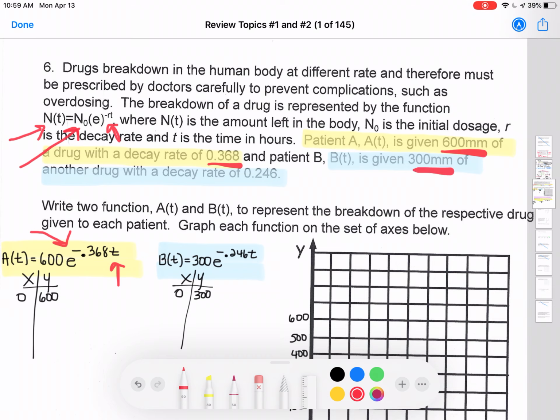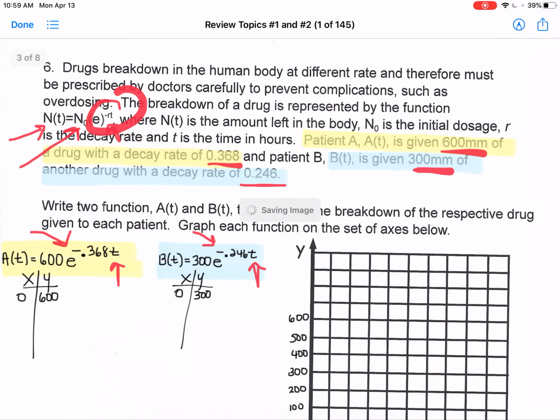Okay, patient B, 300 milligrams is my initial. Look, here's my decay rate again, but you have to put the negative in, right? The formula has a negative. And you guys have to put t there, but in the calculator, you're going to put x. Okay, so I set you guys up. You have to do the rest, okay?